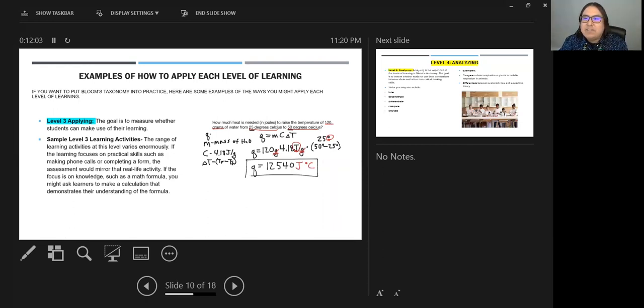Again, it could be solving an equation, applying what they learn. In this case, we're talking about calculating joules and how much heat is needed. And you have your basic equation, and you can guide your students. You can see their process, their learning. This has other applications too. It could be making phone calls or completing a form. The assessment could mirror that real-life activity, or could focus on knowledge such as a math formula. You might ask learners to make calculations based on their understanding of the formula, and so forth.